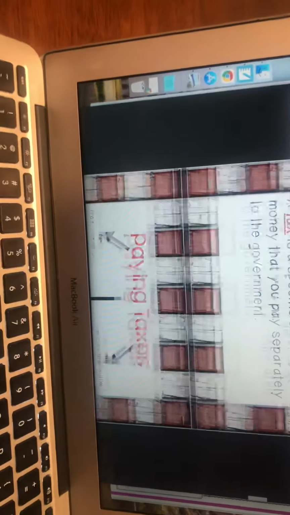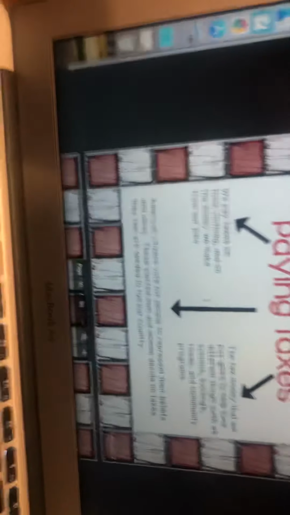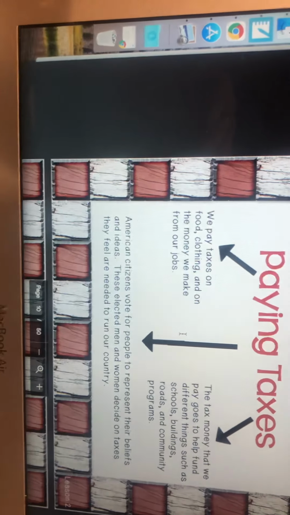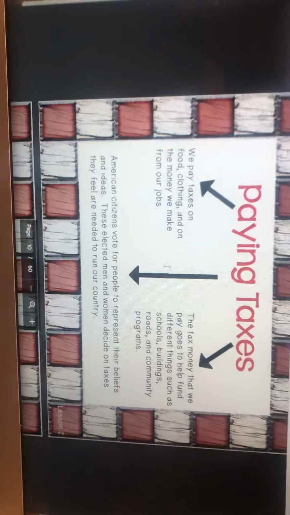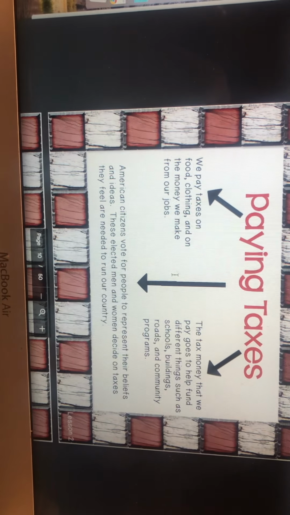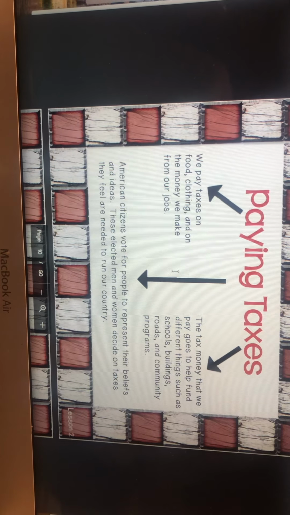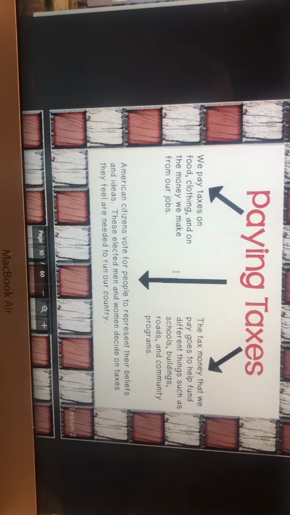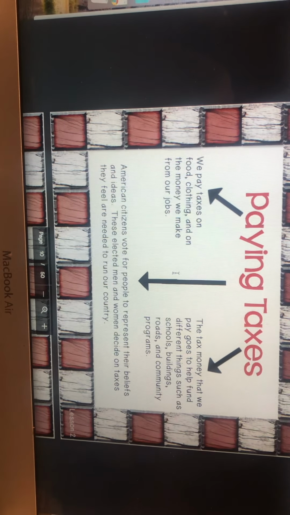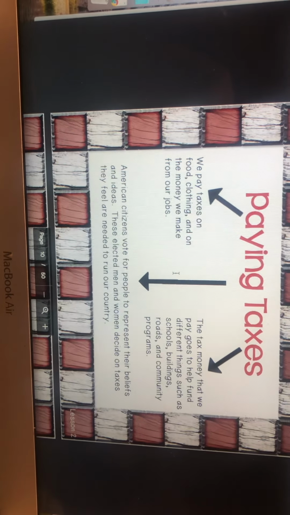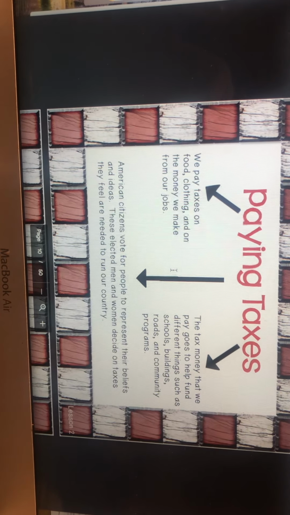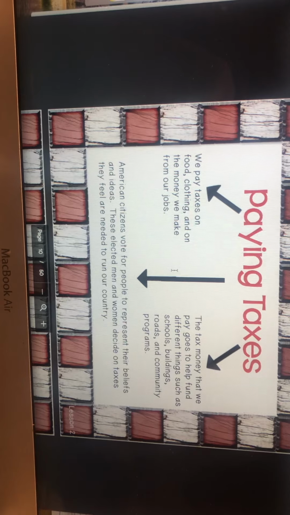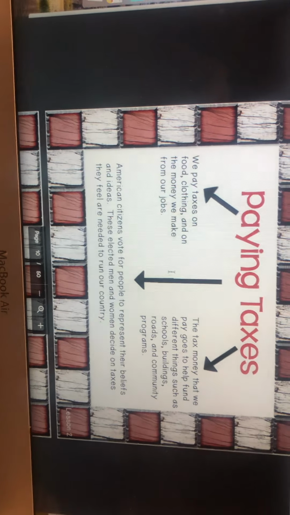Next, we're going to be learning about paying taxes. Even today, we pay taxes on food, clothing, and on the money we make from our jobs. American citizens vote for people to represent their beliefs and ideas. These elected men and women decide on taxes they feel are needed to run our country. The tax money that we pay helps fund different things such as schools, buildings, roads, and community programs.